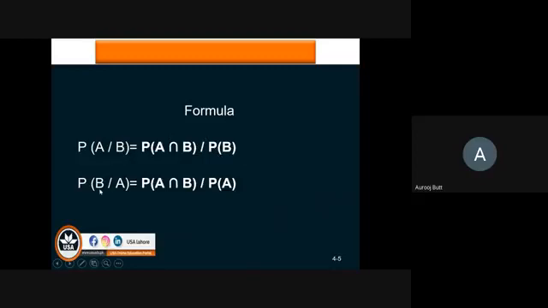Whatever is given after the given statement will be in the denominator. For instance, probability B given A means event A has already occurred and you need to compute the probability for event B. How will you write the formula? Simply take the intersection of both of these terms, A and B, and divide it by whatever is given under the condition, written in the denominator. So this is the formula for conditional probability, and you can amend it according to however you name the events.